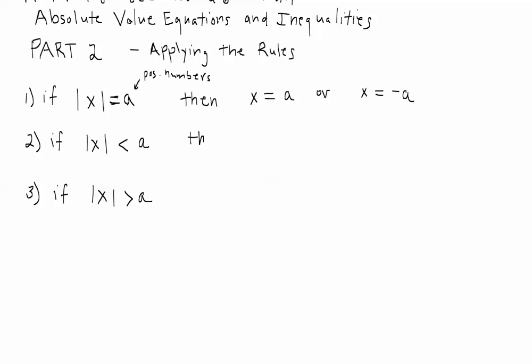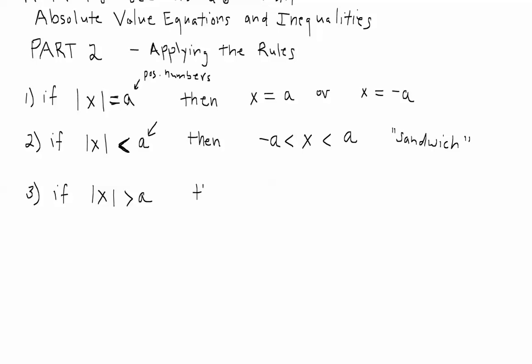If your problem is an absolute value problem with a less than sign here, then the way you solve it is you take the stuff that's inside the absolute value sign, or whatever it is, and you sandwich it in between a positive A and a negative A. I call this the sandwich rule. Again, in the original problem, this A right here has to be a positive number.